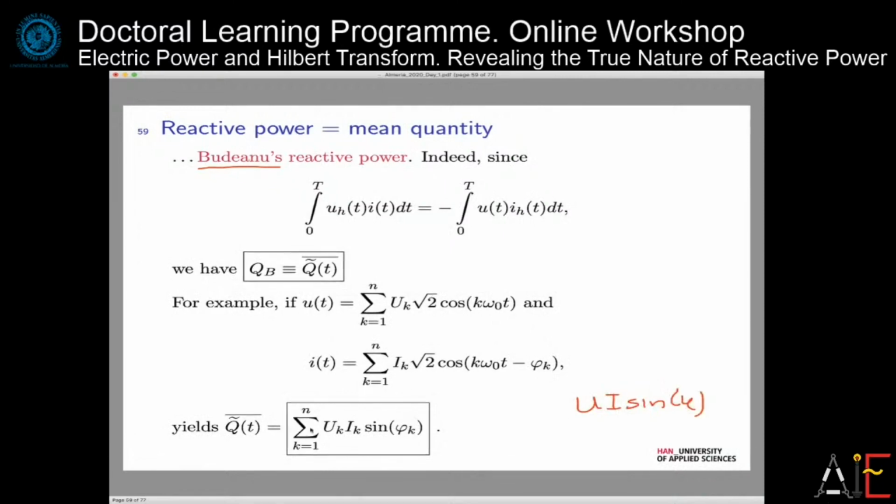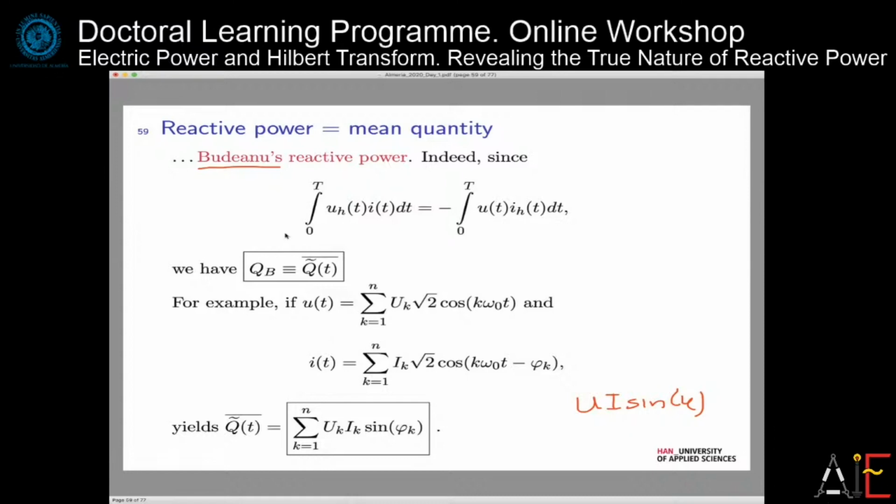This is the way Budeanu defined it. And if you take the average for these kinds of signals, you set up your time varying imaginary power, and then you take the mean value over one cycle, and you get this for those two signals. And this is, of course, a straightforward generalization of this. So I'm not advocating the use of Budeanu's reactive power here. I just like to show you that it is merely reflecting a mean quantity.